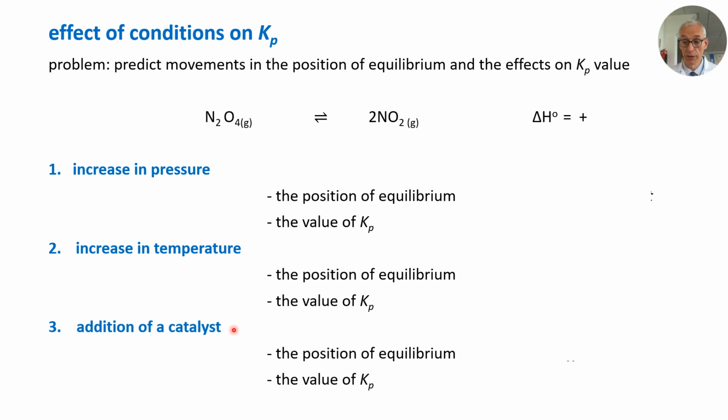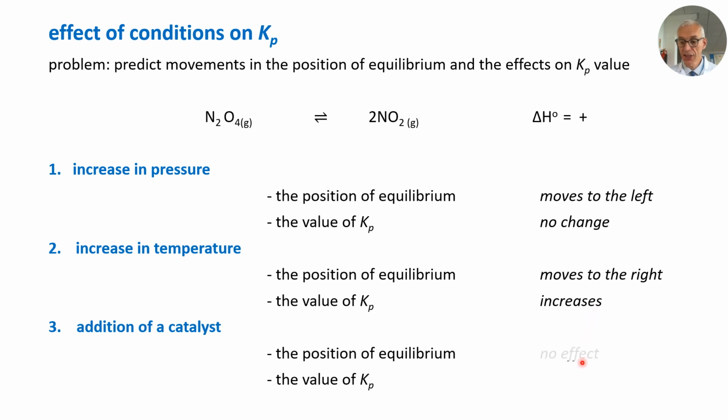So I'm about to reveal. If we increase pressure, the position of equilibrium will move to the left to maintain the value of Kp. There's no change in the value of Kp. If we increase temperature, the position of equilibrium will move in the endothermic direction. It will move to the right, and that, of course, will increase the value of Kp.